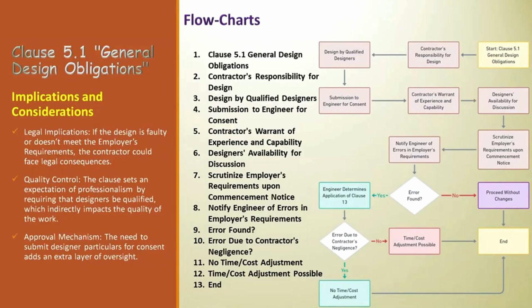Moving on to Clause 5.1 General Design Obligations Flowchart. Starting node. Clause 5.1 General Design Obligations. This is where we begin to explore the responsibilities and processes related to the design of the works, as outlined in the contract. Next is contractor's responsibility for design.